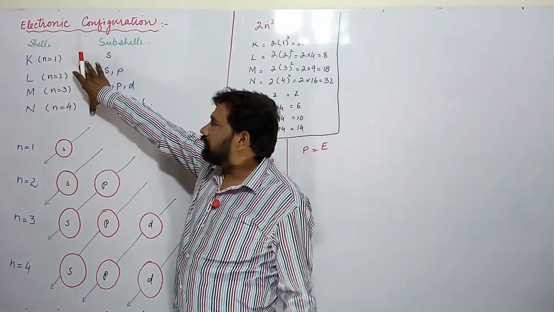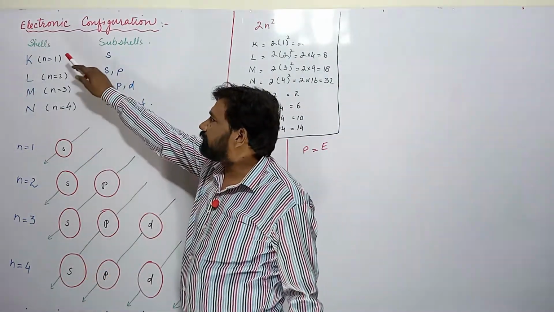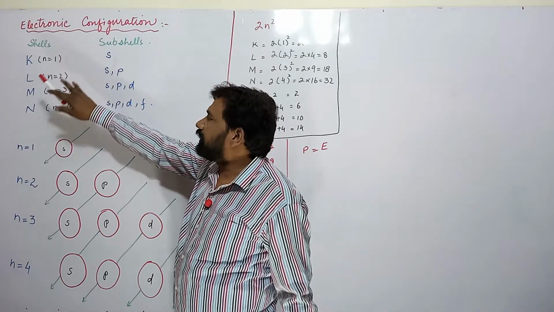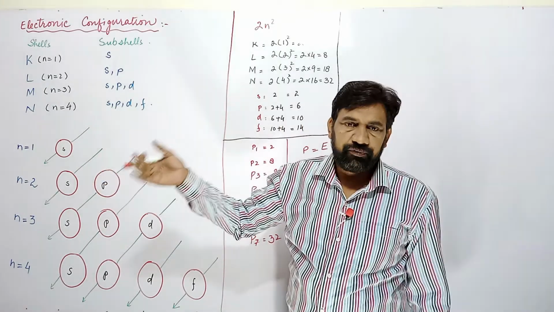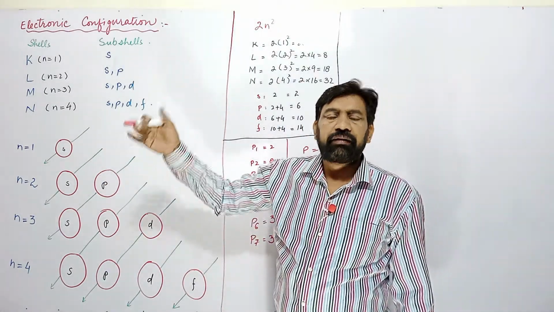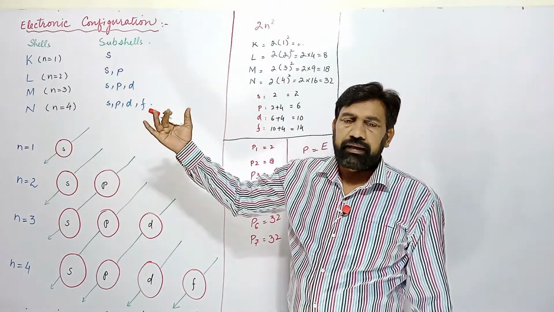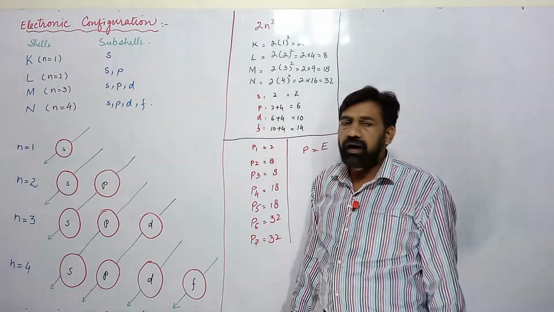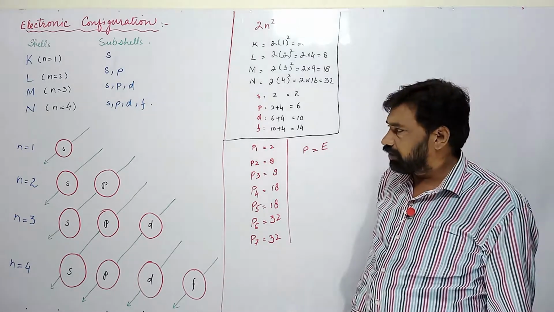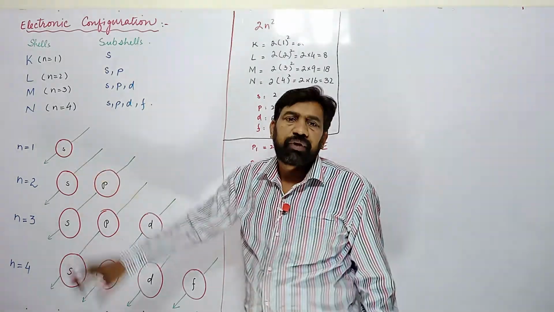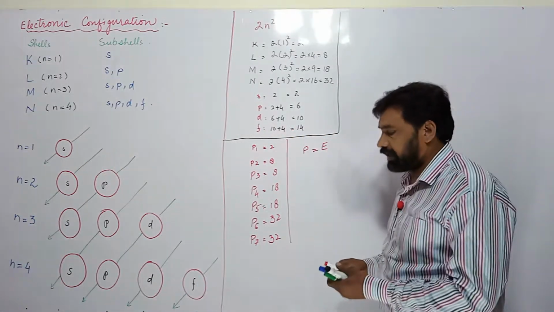In the main shells, K has lowest energy, and starting from nucleus to outward, first of all K, then L, then M, then N. Here N is the highest energy level. So let's discuss how we will write the electronic configuration of different elements.